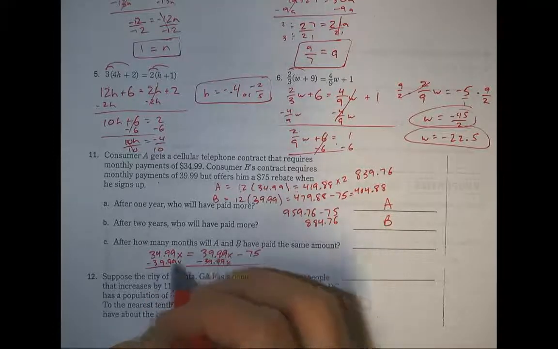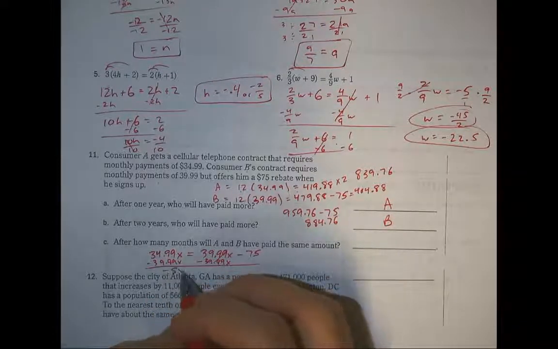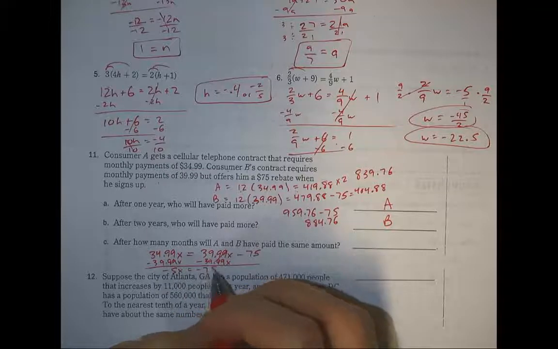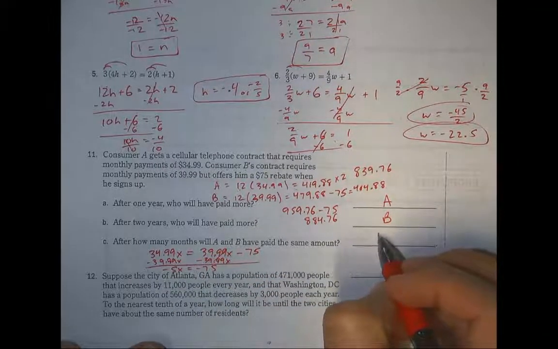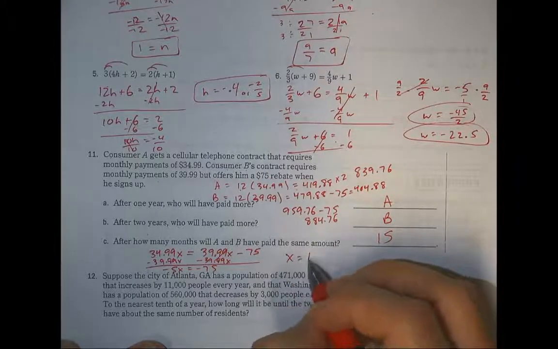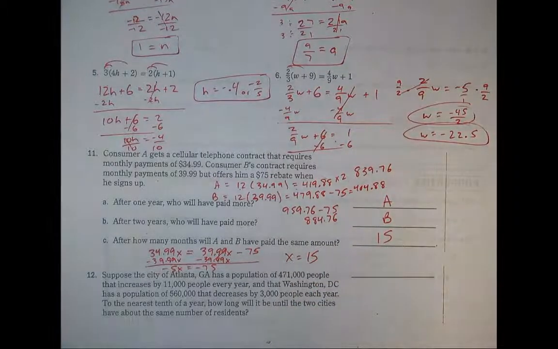And I know that's $5 difference here. So negative 5x equals negative 75. I'm going to divide both sides by 5 at that point, and x equals 15.